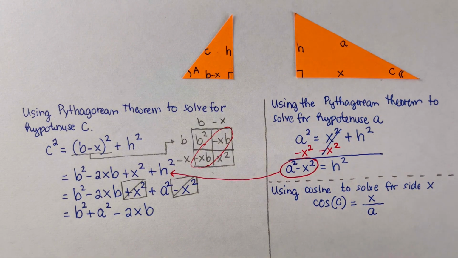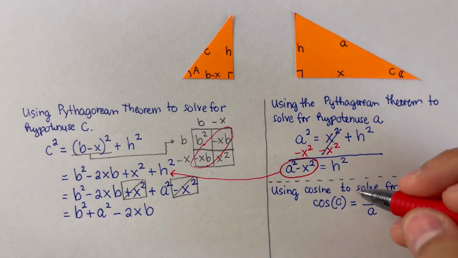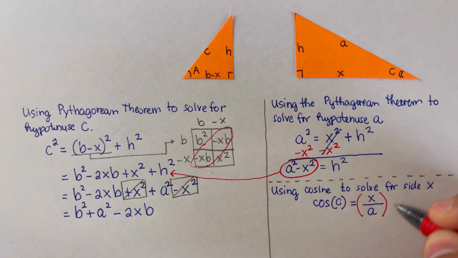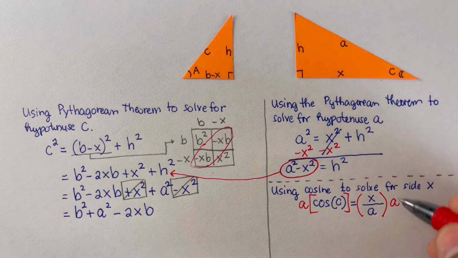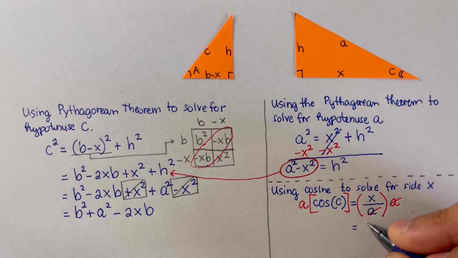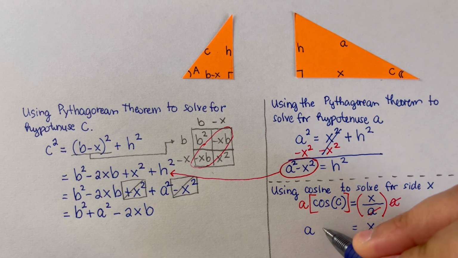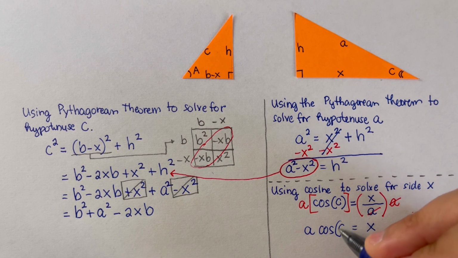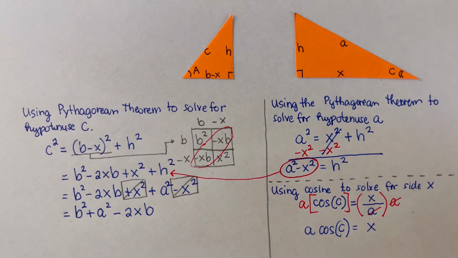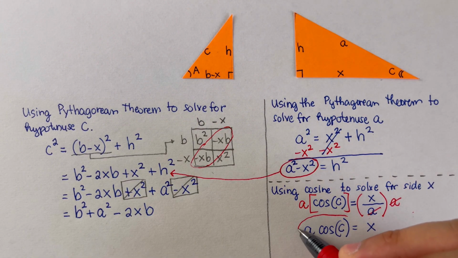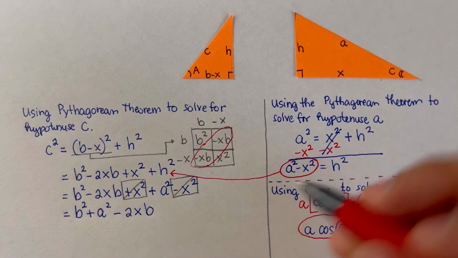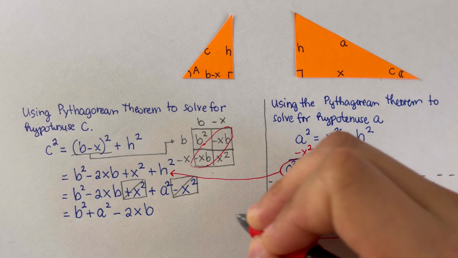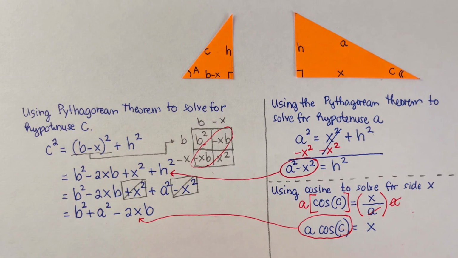Then we go ahead and solve for x. We can do that by multiplying both sides by a, so we can cross these two out. We are left with x is equal to a cosine of angle C. This is the one that we plug into the x. Since this whole thing is equal to x, we plug it into that x right there.